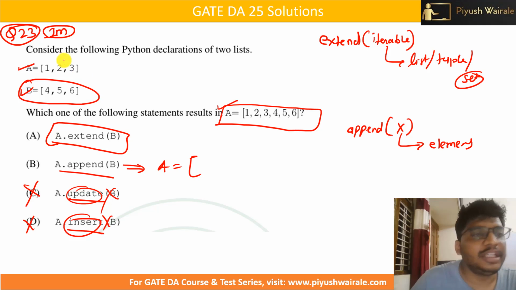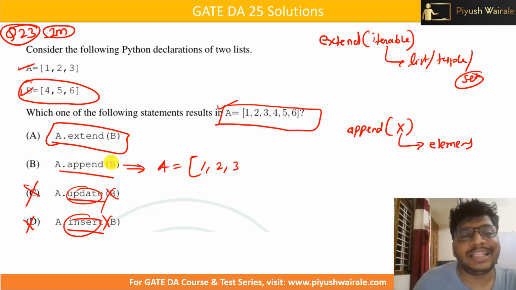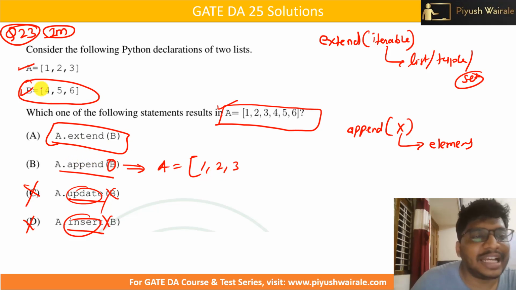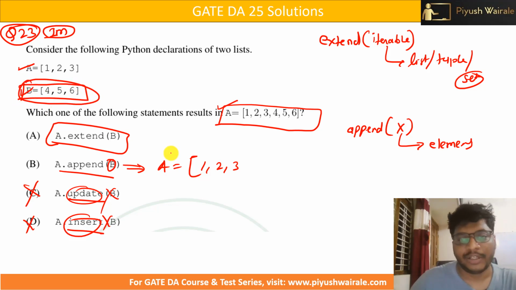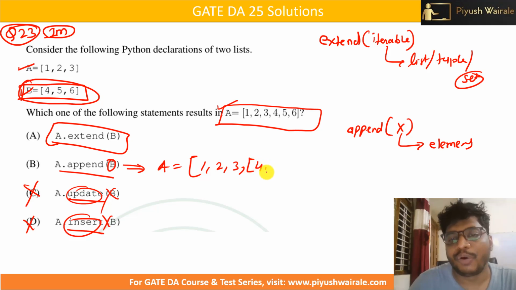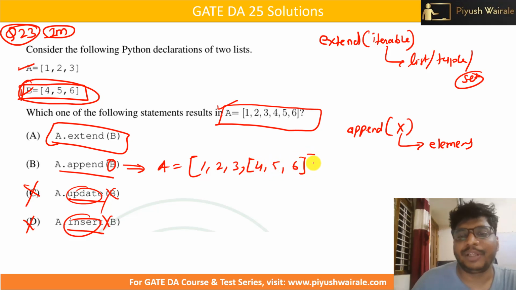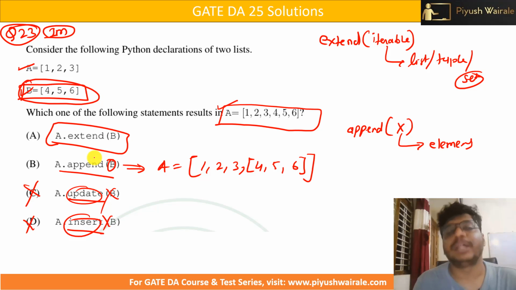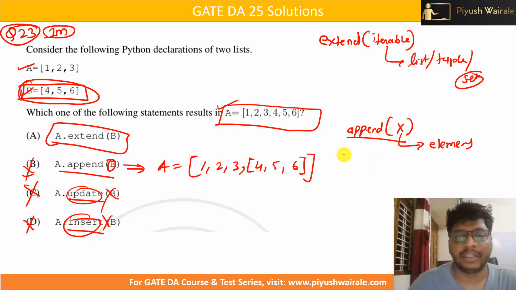First we have three elements, 1, 2, 3. After that we are appending B, which is treated as an element. So this entire list is considered as one element, and the next element will be the list 4, 5, 6, and then we close our list. This is the output of the append function. We are appending an element into the list, so option B is not correct. The append function adds an element inside the list, and that is the syntax. We treat B as one entire element, so we will not get the required output.